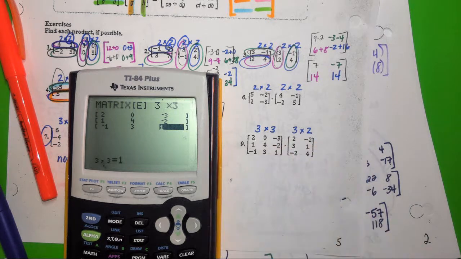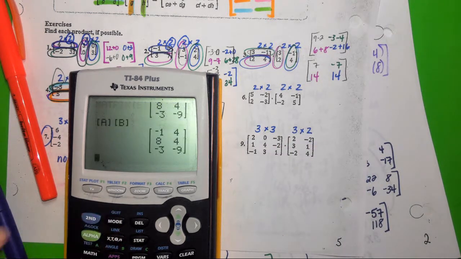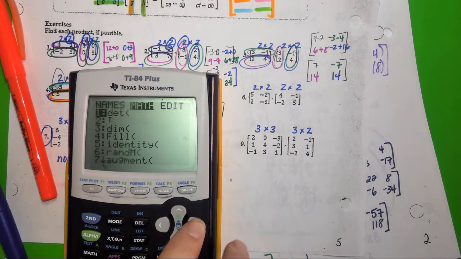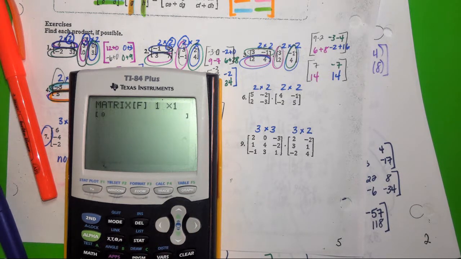Now to type in the second part of number 9. So I've got to go to a different matrix. So second quit, second matrix. I'm going to edit, let's say, letter F this time. Doesn't matter as long as I don't do it on top of the one I just did, because that would be stupid. It is a 3 by 2. Its entries are 2, negative 2, 3, 1, negative 2, 4. And now my second matrix is also in my calculator.